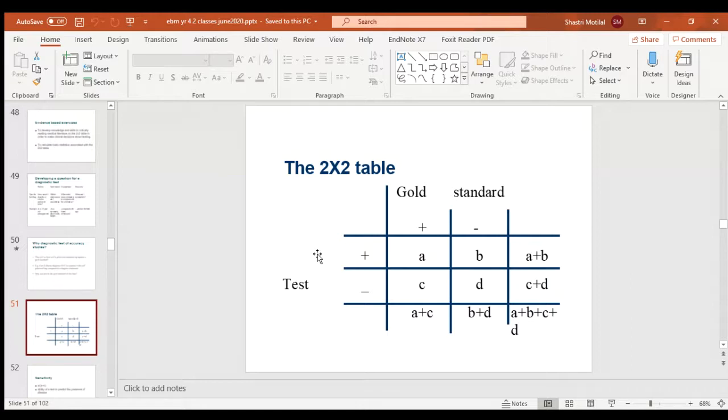That's really what this table is showing. Each person would get 2 tests done, and based on the results, you'll be able to classify people into one of these 4 categories: A, B, C, and D. There are 9 cells on this table, as you can see: A, B, A plus B, C, D, C plus D, and the rest below. There are 9 cells on this table.